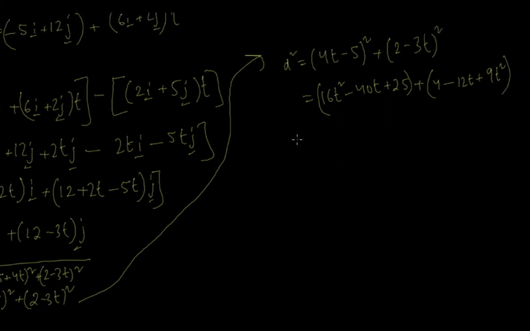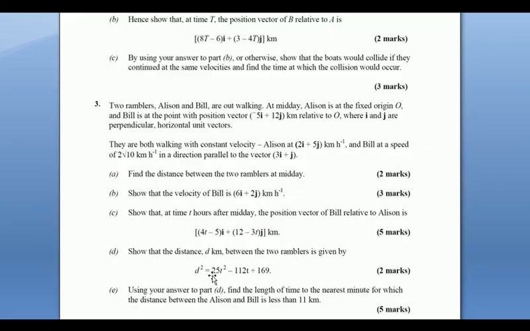Okay, now let me simplify. 16t squared plus 9t squared is 25t squared, minus 40t minus 12t is minus 52t. 25 plus 4 is going to be 29, so this is d squared. So let me check if the calculation is correct or not. 25t squared minus 112t plus 169. So where is the mistake?